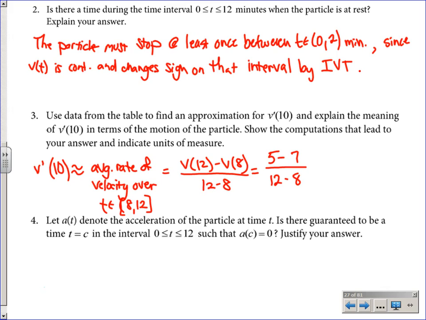What are my units? Feet per minute? Meters per minute? Meters? Wait, why am I going to put minutes squared? That was meters per minute, and that's a minute. Does that make sense? If you want to, you could totally do meters per minute per minute. You're not wrong. Those are times. Those are velocities. That is your v prime of 10 approximation, but they also say to explain.